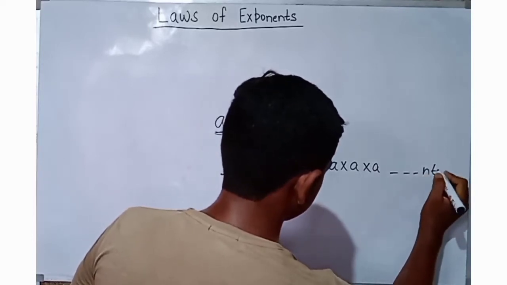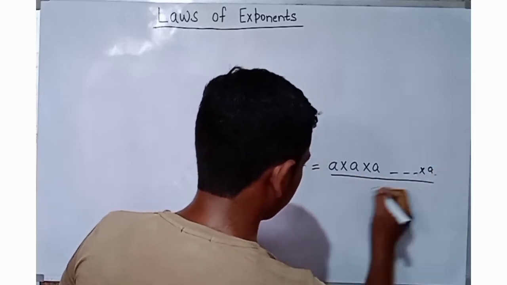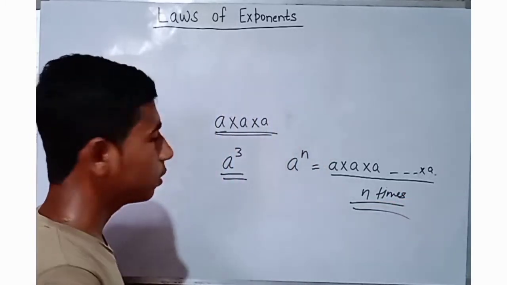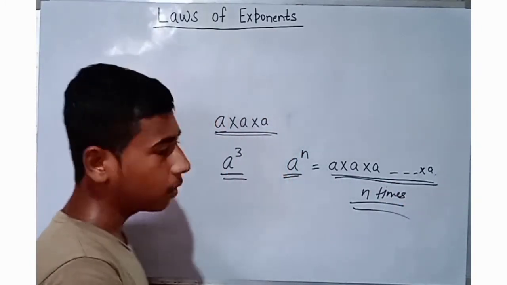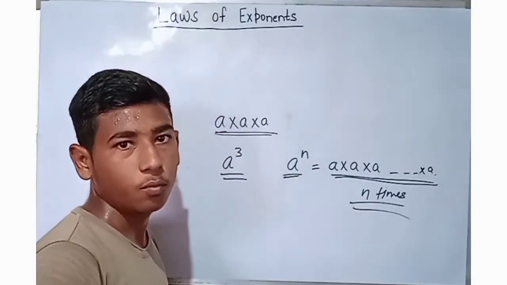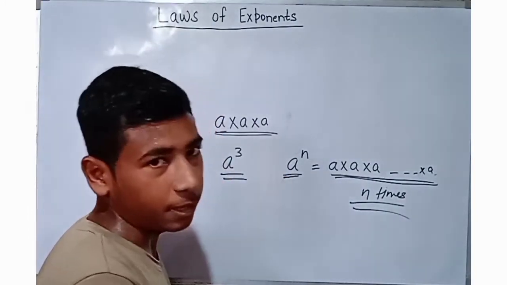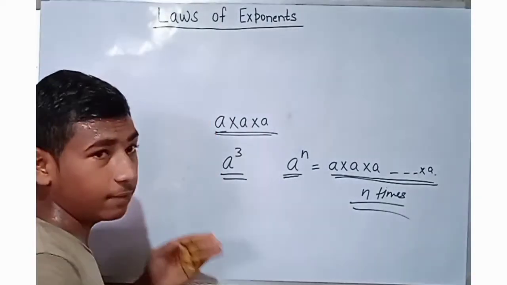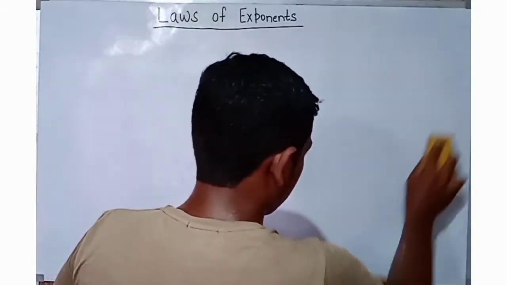Into a, this whole will be n times. So this is called the exponent. This is the representation of this whole number. There are some laws on exponent which we should see. If you put any number in mathematics, it will follow that rule. So let's see the laws of exponent.